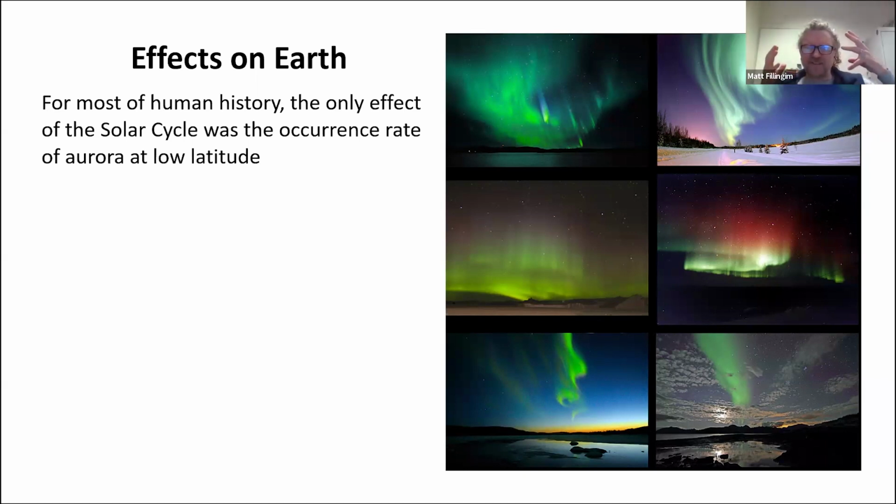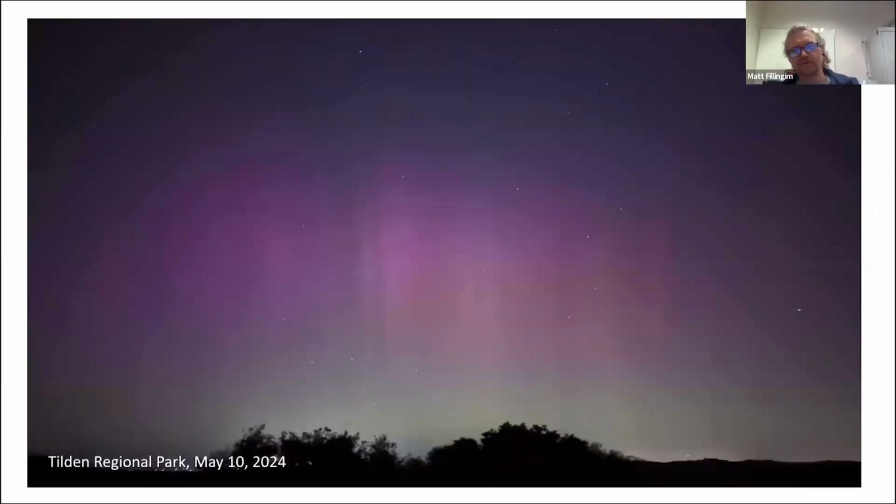Usually, we think of that occurring in Scandinavia, in Alaska, maybe in northern Canada. That's where people usually go if they want to see the aurora. But sometimes it comes to lower latitude. And here's a picture just from last year, from Tilden Regional Park in the East Bay, not far from where my office is. And you can see aurora all the way down in Northern California, which is unusual. But we're near solar maximum, and so that occurs at lower latitude more often.